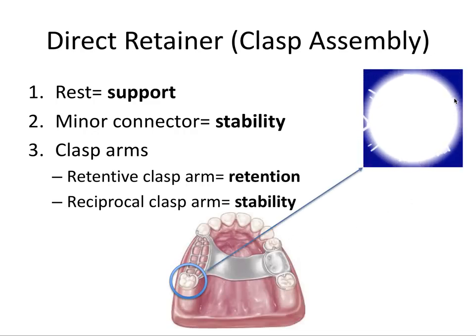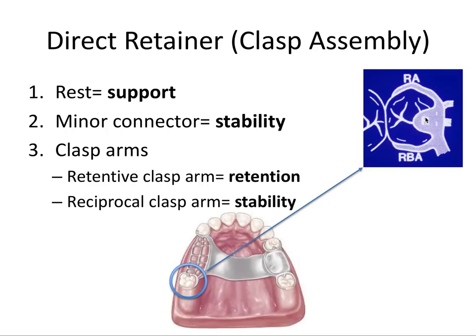And so if we really zoom in there, we can see that there are quite a few components. The rest, which we talked about in detail in the last video, is an actual part of this direct retainer, and it provides support. The minor connector, which we've also talked about, is also part of the direct retainer, and it provides stability. And lastly, the clasp arms, which is what we'll be focusing on this video.